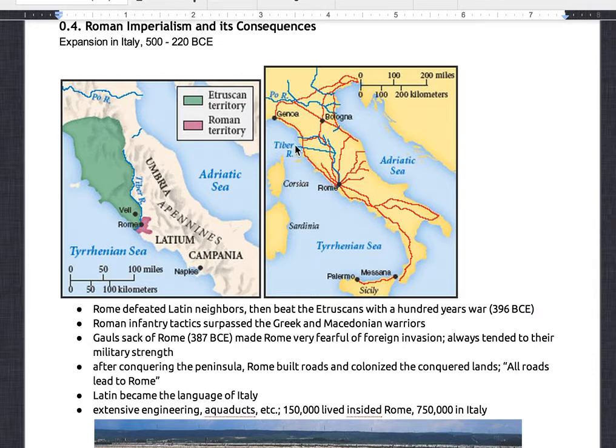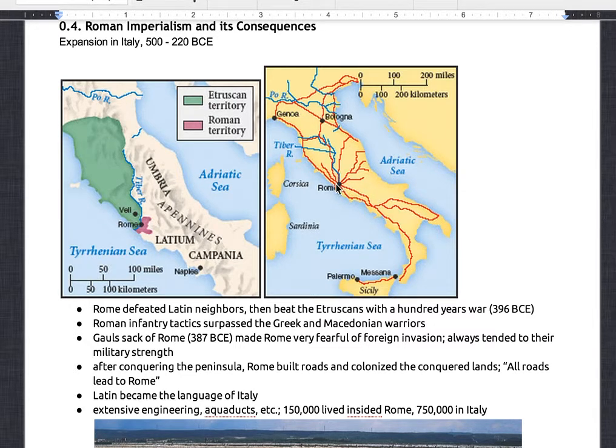As you can see, it looks very much like a highway map in the modern United States. Many of these roads are still traveled on to this day. They wanted to be able to move goods and products, agricultural products, things like that, up and down throughout the peninsula quite easily. But they also wanted to use the roads to more easily administer these conquered lands.